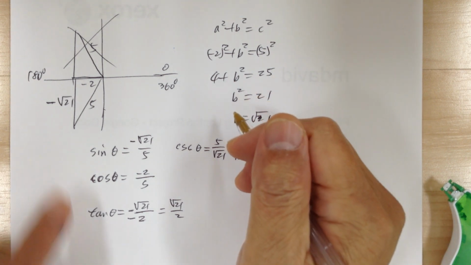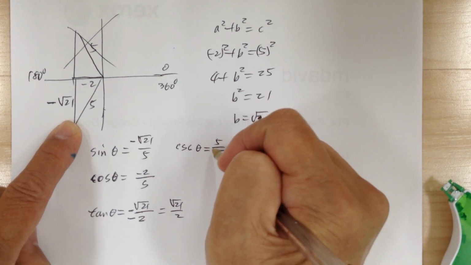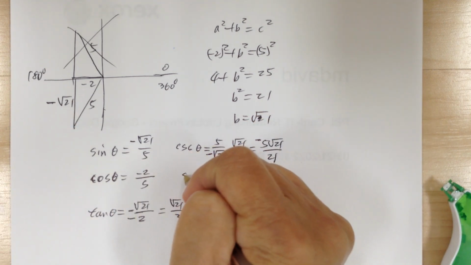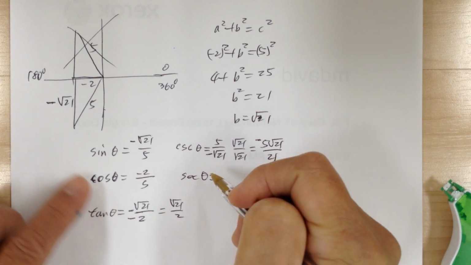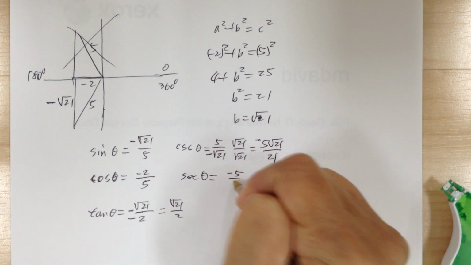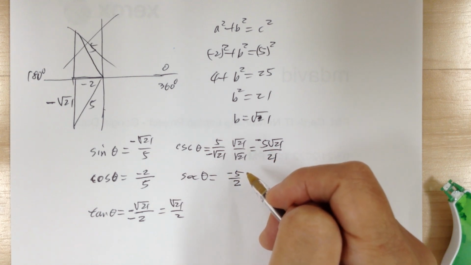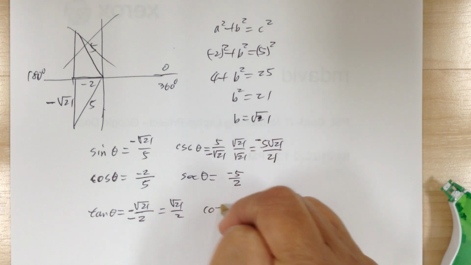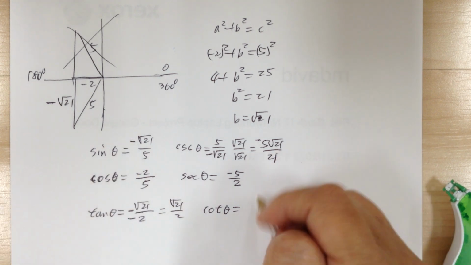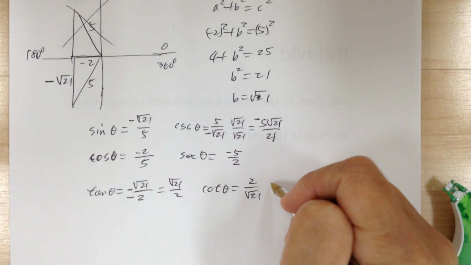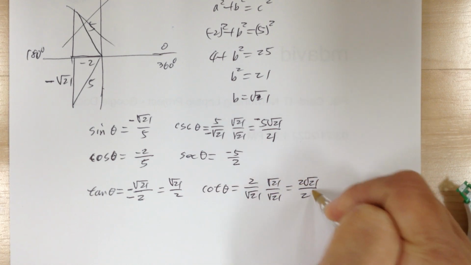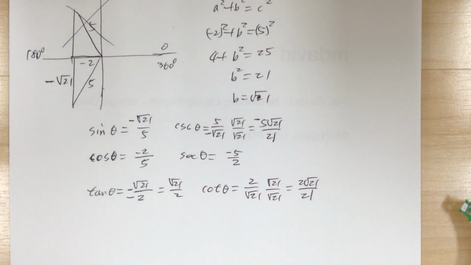So you have to watch out, so cosecant would be, okay, so I'm going to put negative on top. Okay, cosine goes with secant. So secant would be just flip this over, so it would be negative 5 over 2. Okay, and cotangent would be flip this over, so it would be 2 over square root of 21. Then to simplify, you have to multiply by square root of 21. So you get 2 square root of 21 over 21. Okay, and those are your 6 functions.